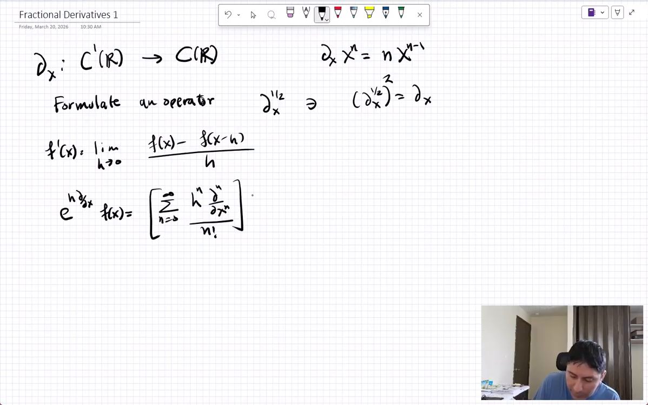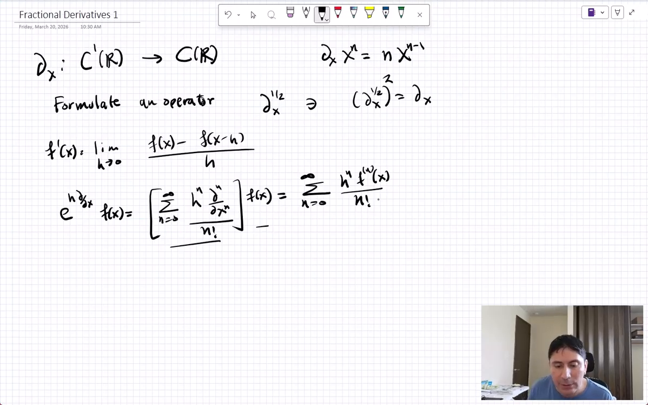This whole thing is acting on f of x, right? And if we write this out explicitly, as it acts on each of its terms, the left-hand side acts on the right-hand side. That is, this side acts on this side. Then I get the following sum, n equals 0 to infinity, h to the n, the nth derivative of f evaluated at x, divided by n factorial.